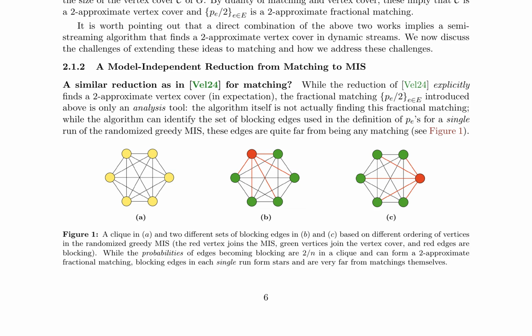The algorithm builds upon prior works, including the dynamic streaming MIS algorithm of ACG+15, and the model-independent reduction of Veld 24, from vertex cover to randomized greedy MIS. The combination of these works implies a semistreaming algorithm for finding a 2 approximate vertex cover in dynamic streams. However, extending these ideas to matching is challenging, and the paper discusses the challenges and potential solutions.